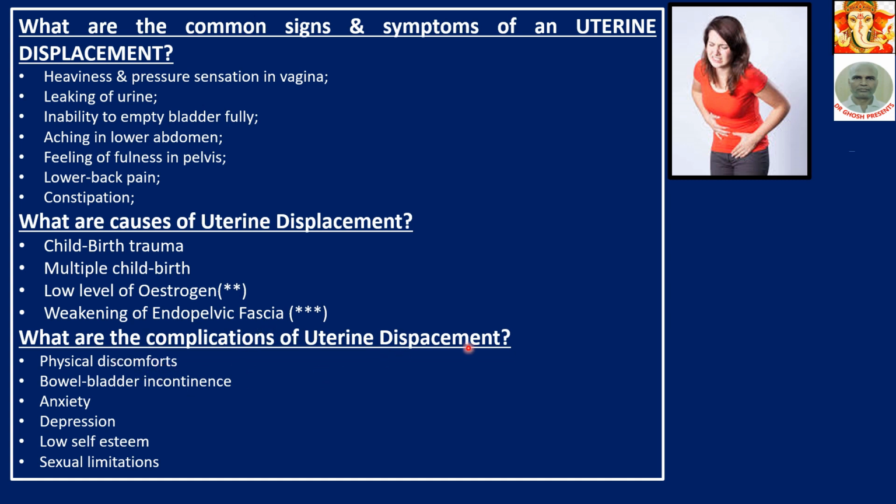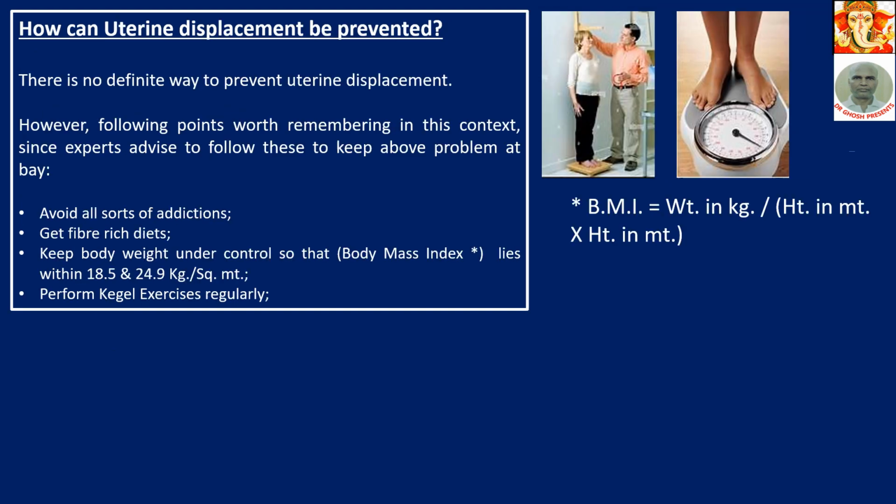What are the complications of uterine displacement? Physical discomfort, bowel and bladder incontinence, anxiety, depression, low self-esteem of the patient, and sexual limitations. How can uterine displacement be prevented? There is no definite way to prevent uterine displacement. However, the following points are worth remembering in this context, since experts advise following these to keep the above problem at bay.